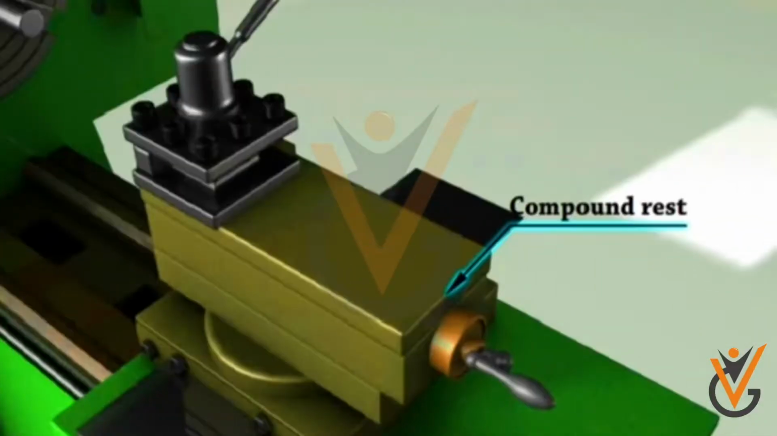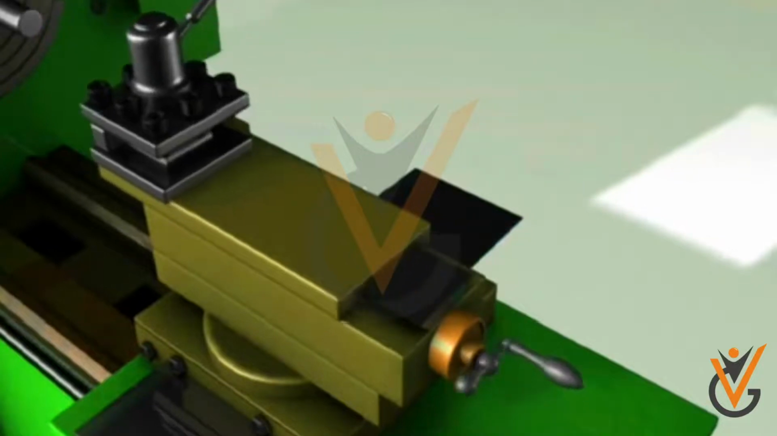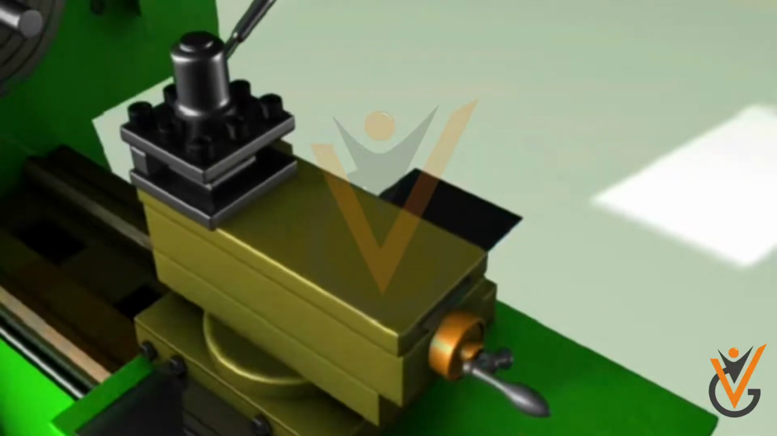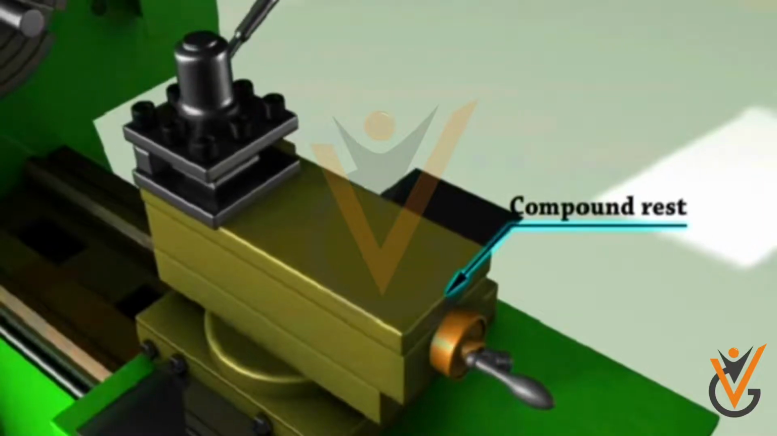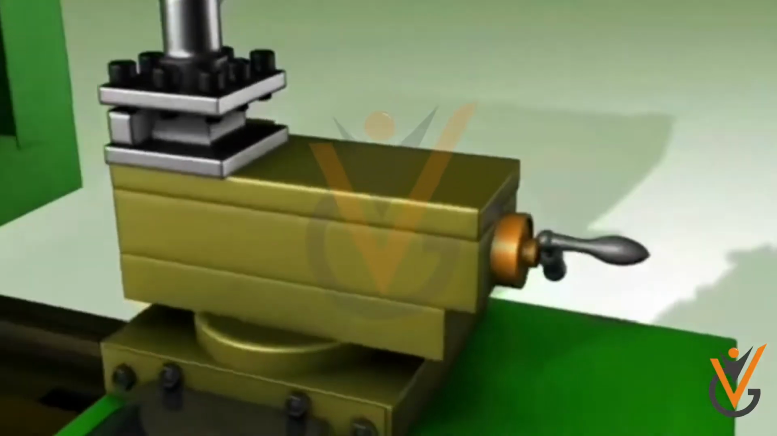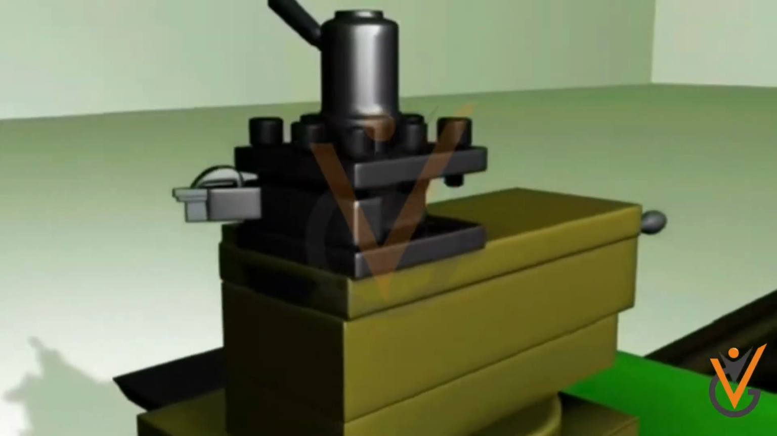Compound rest. Compound rest is present on the top of the cross slide. It supports the tool post and cutting tool in its various positions. Compound rest is necessary for turning angles and boring short tapers and forms on forming tools.